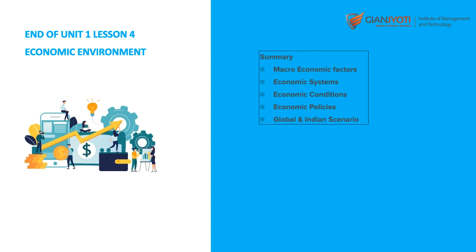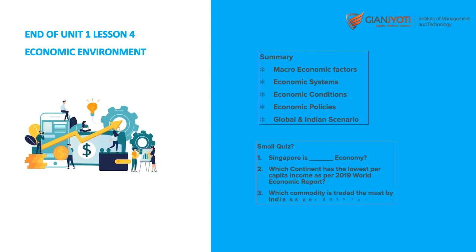So my friends, keep your notebook and the pen or pencil ready. Here comes your quiz, 3 questions, and you can put your answer in the chat box, or you can raise your hand. The faster finger first, that is what will follow. Singapore is what type of economy? Second, which continent has the lowest per capita income as per the 2019 World Economic Report? And third, which commodity is traded the most by India as per 2019 figures?